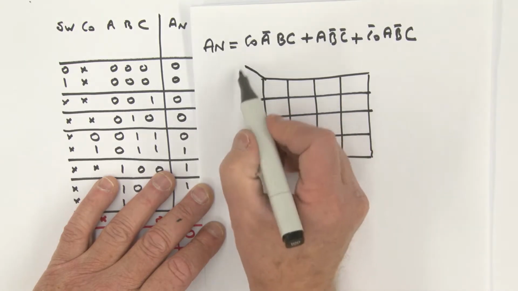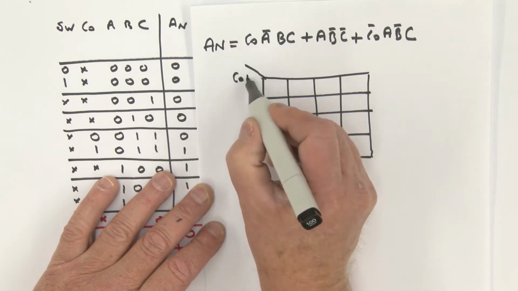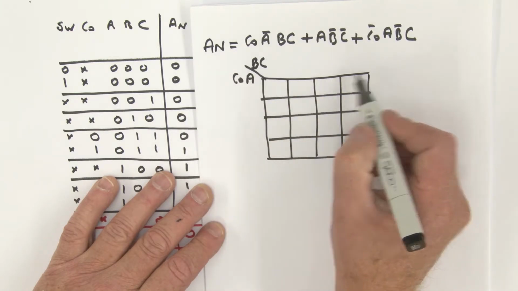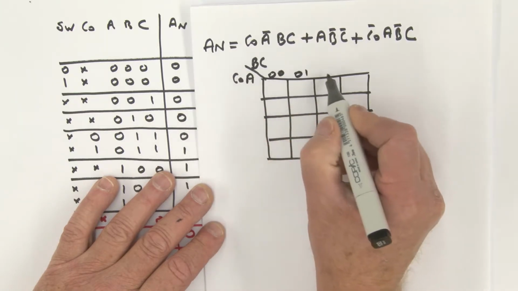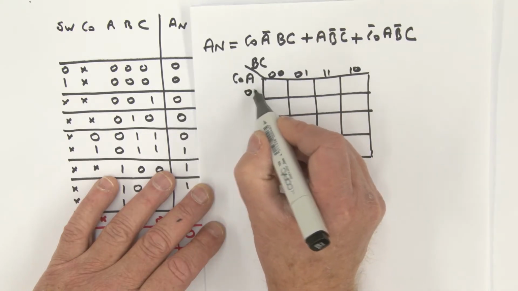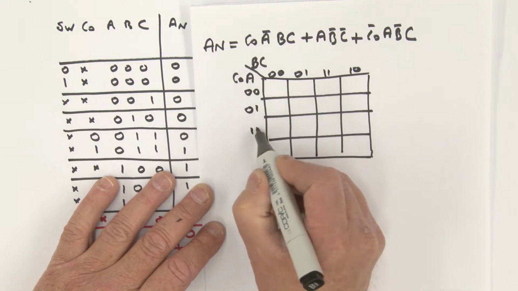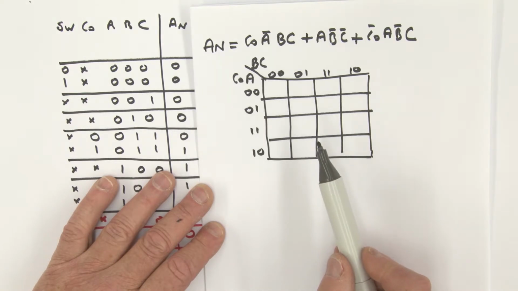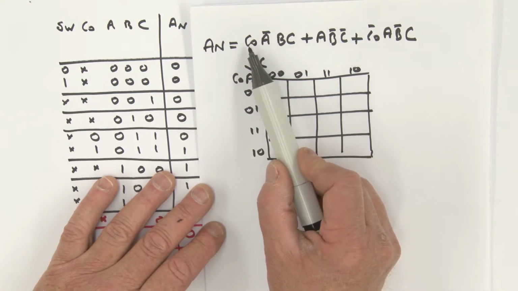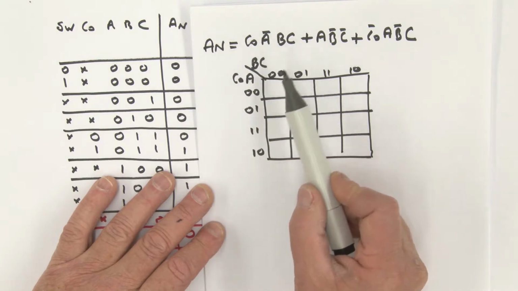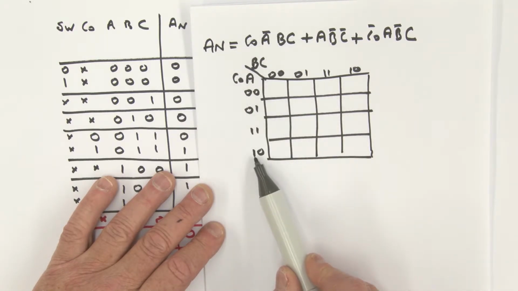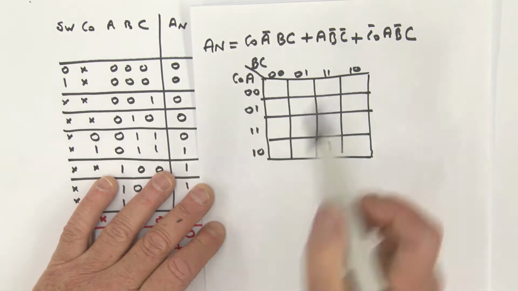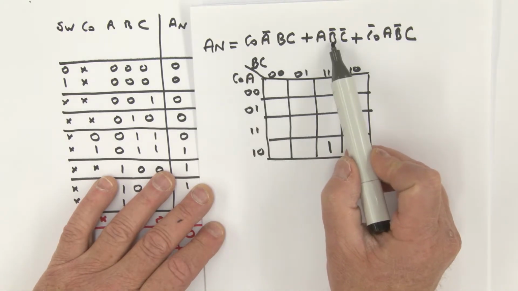Now, let's look at the variables. We'll look at CO, let's look at A, and then let's look at BC. Let's look at the values along here: 0, 0, 0, 1, 1, 1, 1, 0, and then, of course, this is 0, 0, 0, 1, 1, 1, 1, 0. Now what we're going to do is plot those terms on here, and then see if we can minimize. Let's take the first term. That's CO, A bar, B, C. CO, A bar, B, C would be a product term existing right here. Next one, this is A, B bar, C bar.